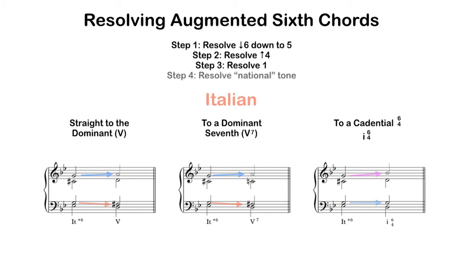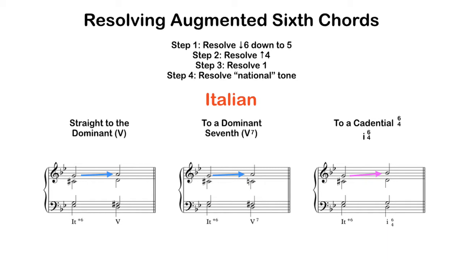So if we're dealing with an Italian augmented 6, we've got a doubled scale degree 1. And that doubled scale degree 1, since we already have one moving down to the leading tone, this one's going to have to move opposite direction in order to not create unwanted parallels. So in this case, we're going to have our Italian augmented 6, and I'll put my national tone in the soprano.